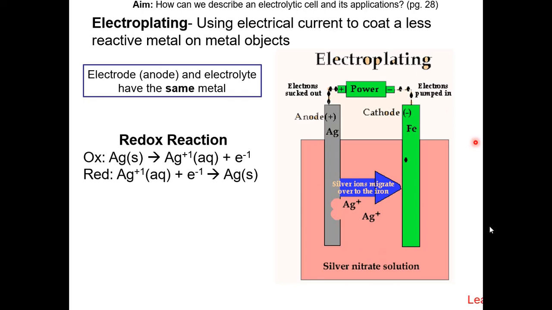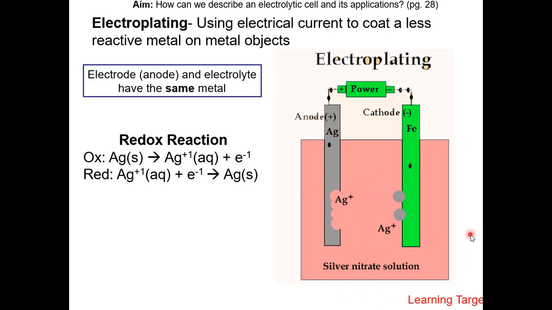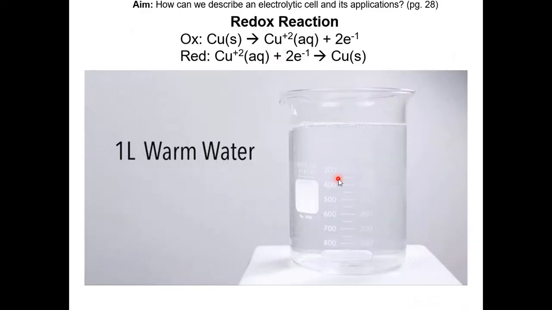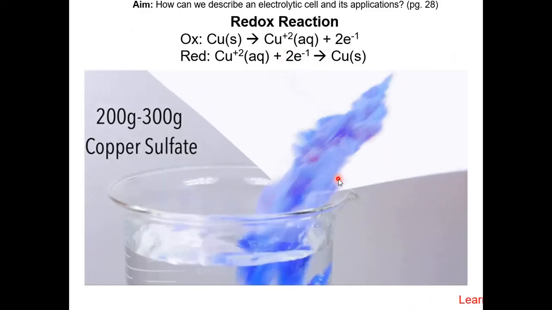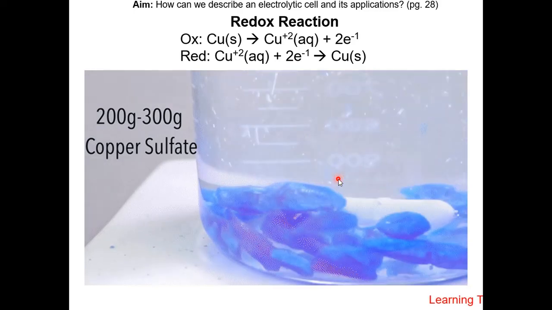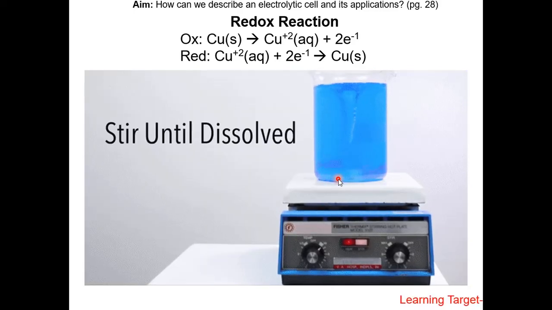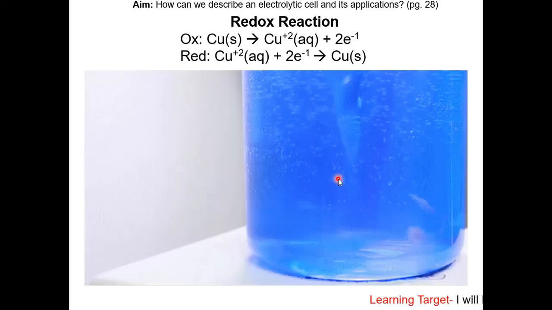Here's a GIF illustrating electroplating. The silver is being plated onto the piece of iron. Here's a GIF of electroplating copper onto a coin. We're first going to make a copper sulfate solution. This serves as an electrolyte.